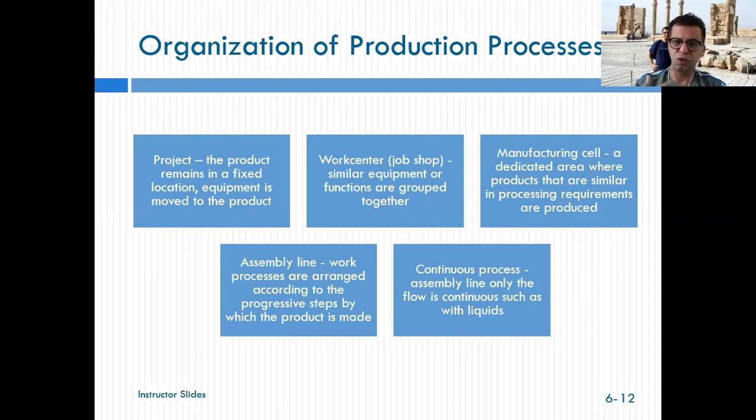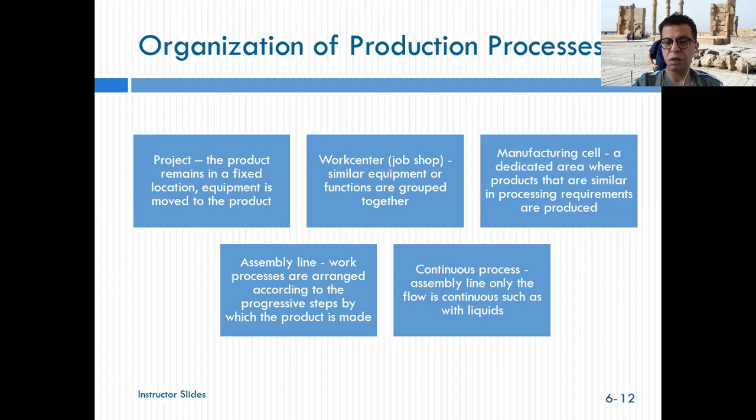The manufacturing cell is a different work processing organization. You probably need the definitions: a manufacturing cell is a dedicated area where products that are similar in their processing requirements are produced. The assembly line is the most famous one, used in lots of manufacturing, where the work processes are arranged according to the progressive step-by-step way in which the product is made.